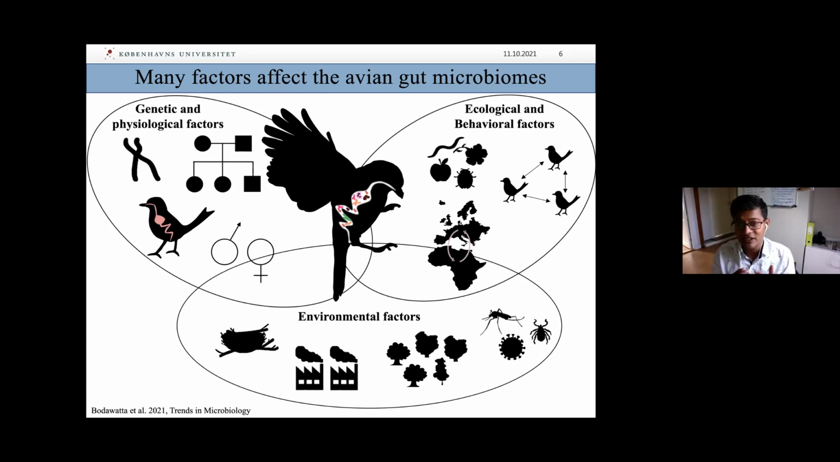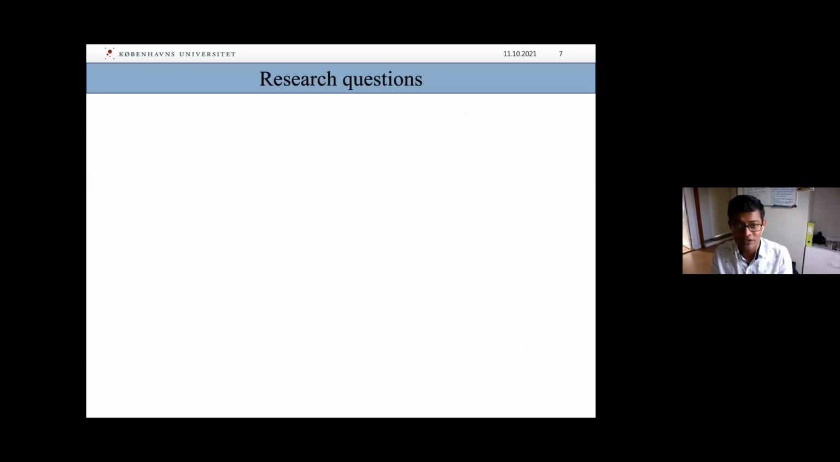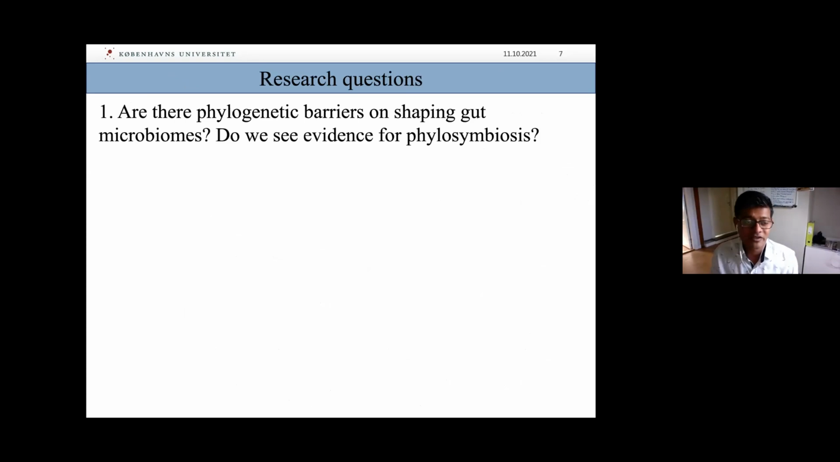Again, during my PhD, I wanted to understand how important each of these different factors is, and what magnitude each plays in structuring these microbial communities. So I had a few specific questions that I would like to get answers for. One of these is, are there any phylogenetic barriers shaping gut microbiomes, specifically looking at whether there's a signal of phylosymbiosis in avian gut microbiomes. Here, phylosymbiosis means that if the host evolutionary history is important for the structure of the community composition, then we would expect to see a good alignment between the host phylogeny and the microbial community compositions.